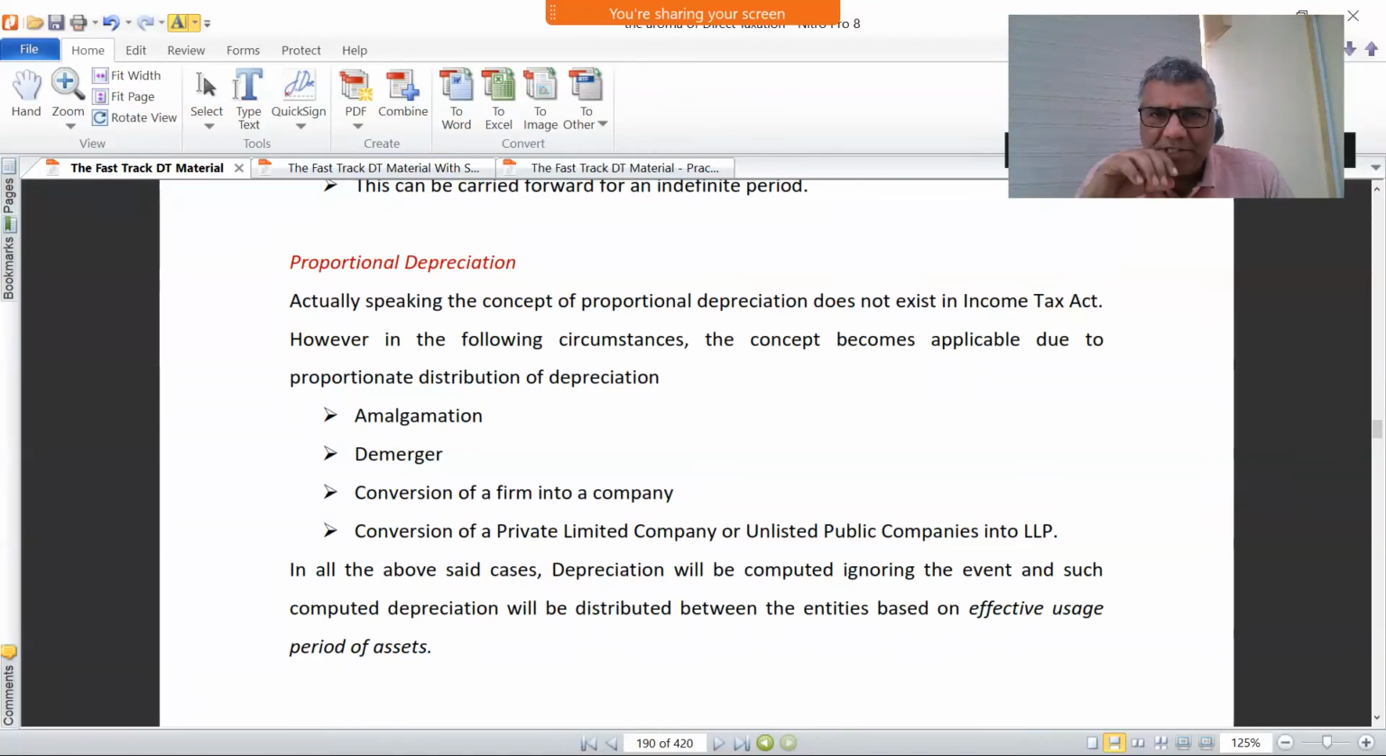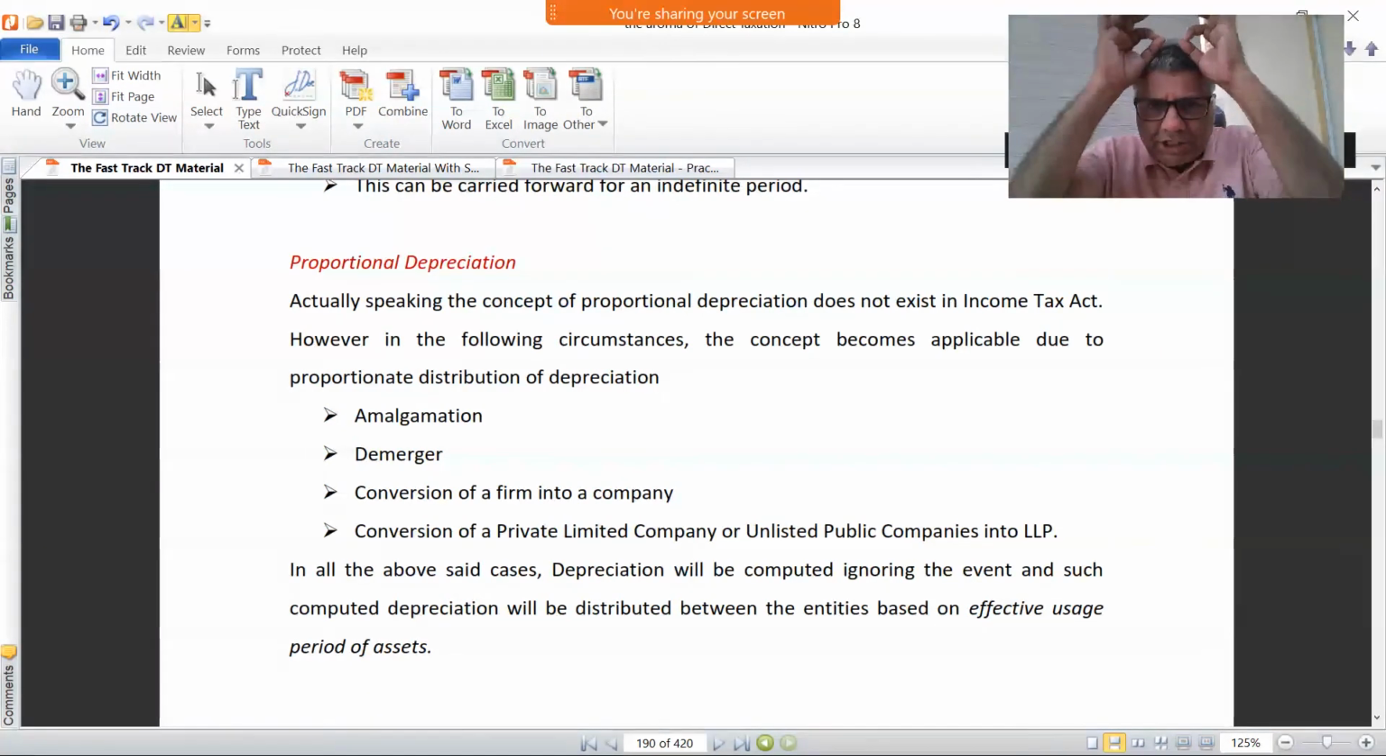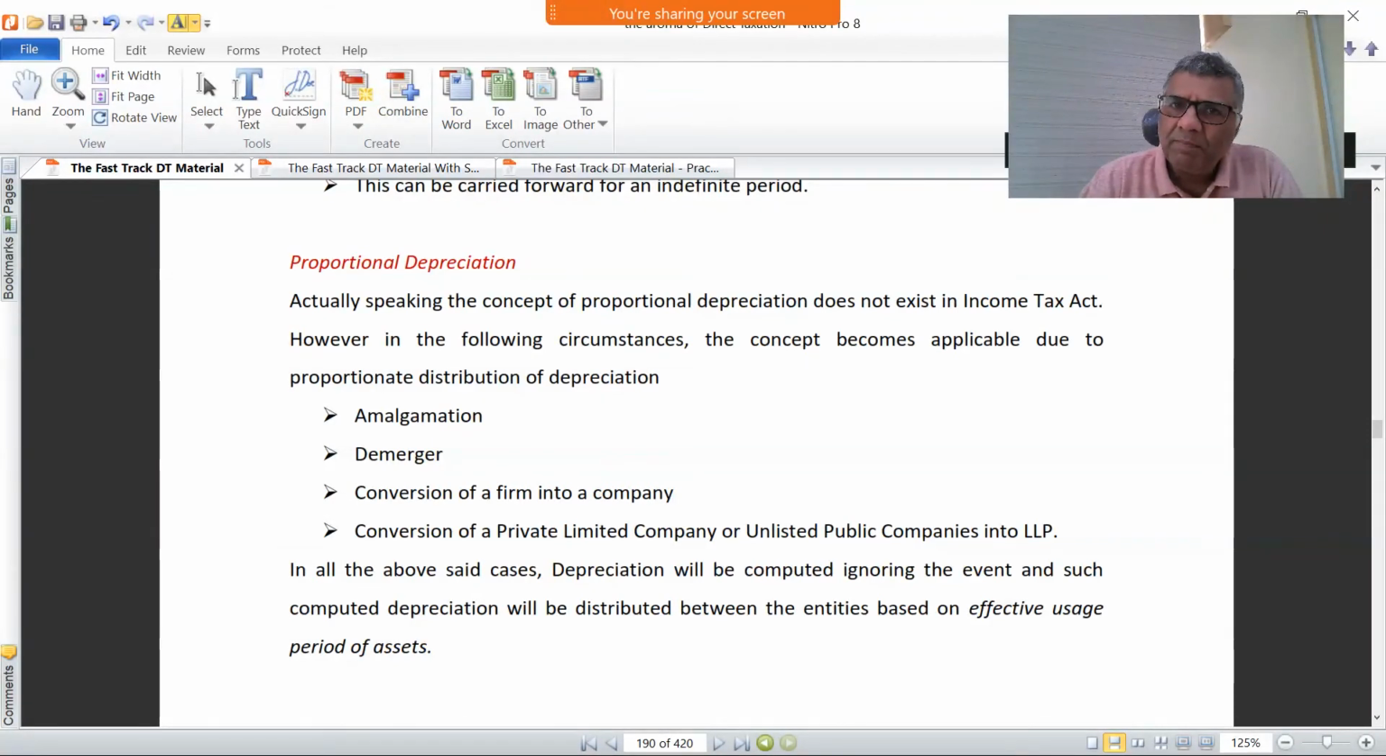Proportionate depreciation. Sir, just now you were saying that there is no concept of proportionate depreciation under the income tax law. But now we are writing a heading called proportionate depreciation. Let me be very clear. There is no concept of proportionate depreciation under income tax law.